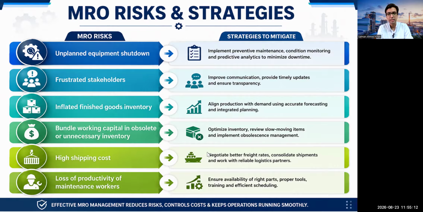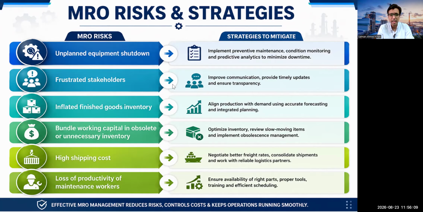Now, if you have not done that, it could cause frustration among the stakeholders. For example, nuts, bolts, tools and equipment are also part of the MROs if they are not timely arranged. So the strategy to mitigate is to improve communication, timely updates, and ensure transparency in supply chain management. There could also be the risk of inflated finished goods inventories; align your production with demand using accurate forecasting and planning. There can be working capital tied up in obsolete or unnecessary inventory due to technological changes. So you need to optimize your inventory, review slow moving items, and implement obsolescence management. You have to review the fast moving, slow moving, and non moving items to mitigate this risk.